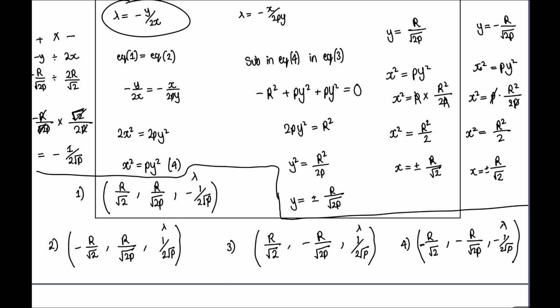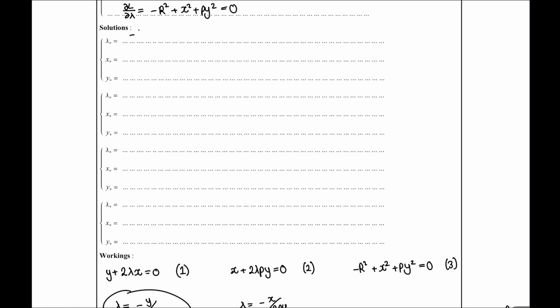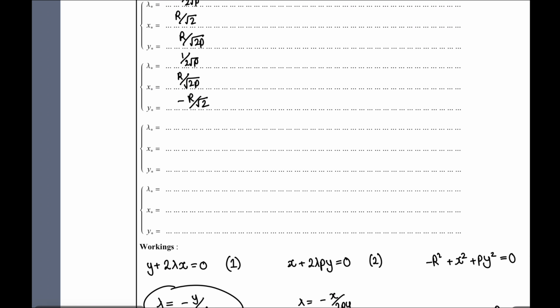Hopefully that makes sense. If we now fill in the solutions, we have minus 1 over 2 root p, and then for x we have r over root 2, and then r over root 2p. So that's our first solution. For our second solution, we have 1 over 2 root p, r over root 2p, and minus r over root 2. For our third solution, we have 1 over 2 root p plus r over root 2, and then minus r over root 2p.